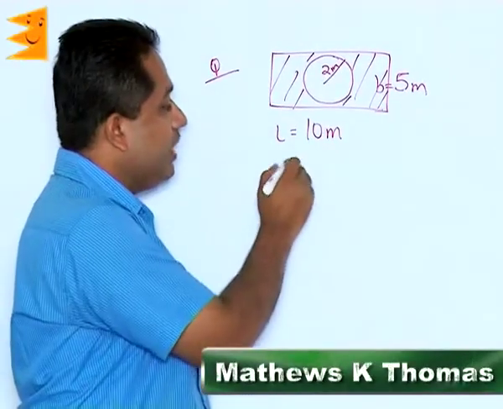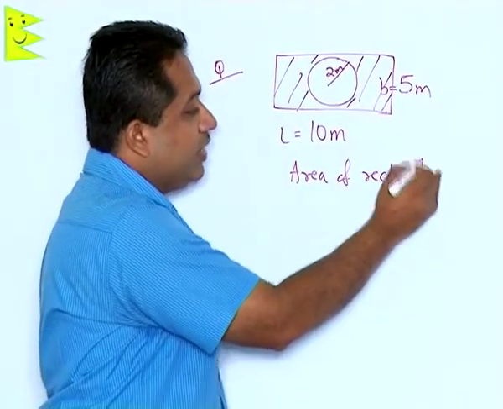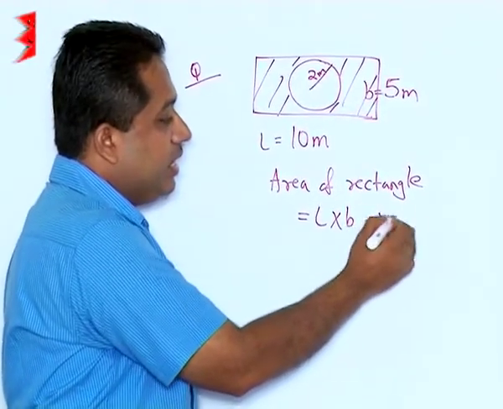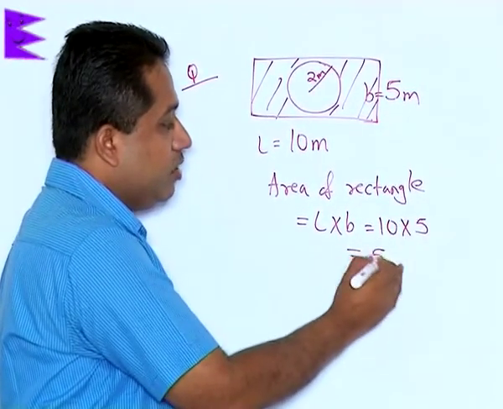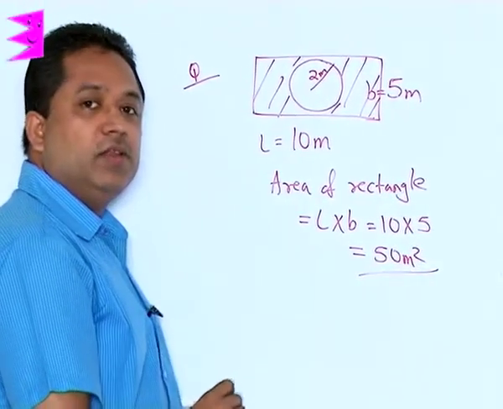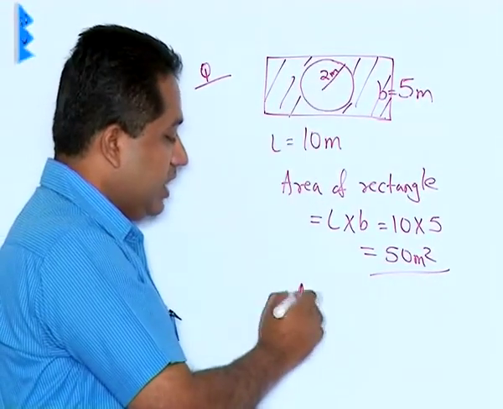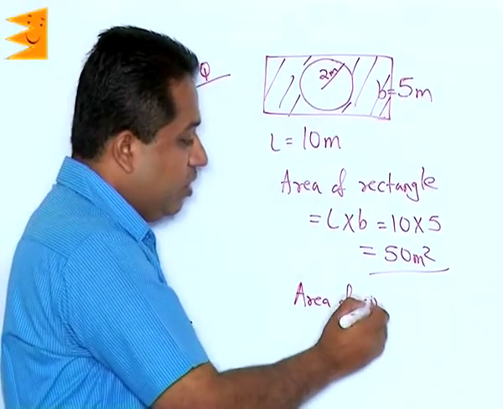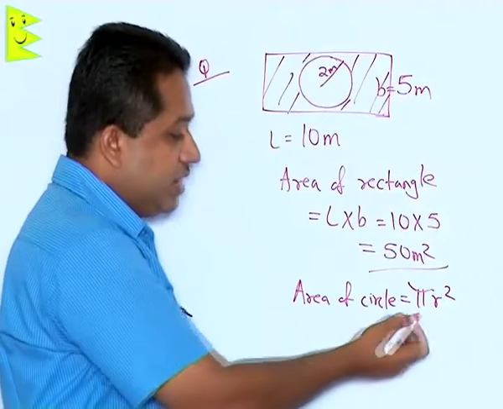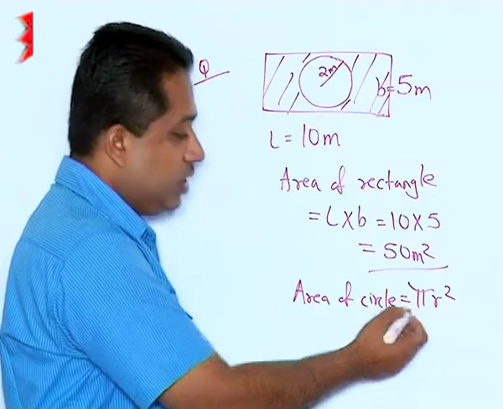So first we will find out the area of the rectangle. Area of the rectangle will be length multiplied by the breadth, that will be 10 into 5, which is equal to 50 meter square. So we can easily find out the area of the rectangle because both length and breadth are given. Now we will find out the area of the circle. Area of the circle is equal to pi r square, and as discussed earlier the value of pi we can take either as 22/7 or 3.14.